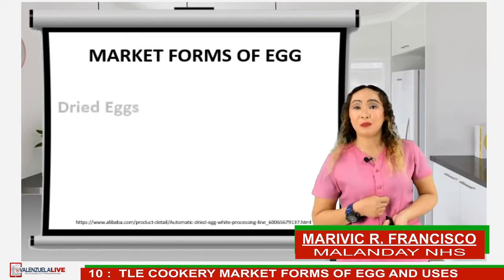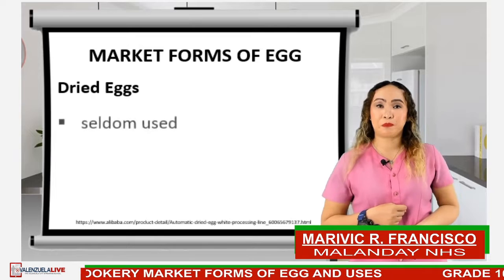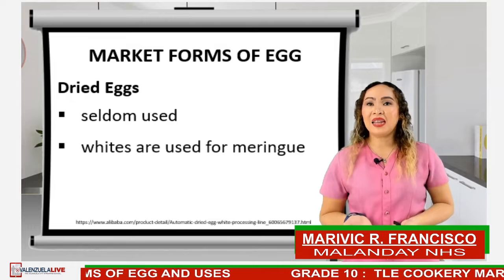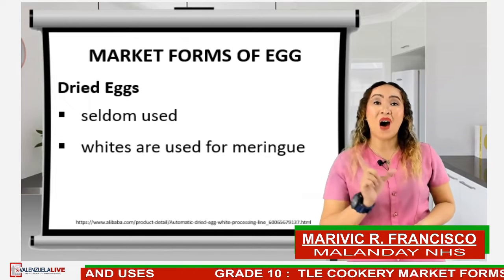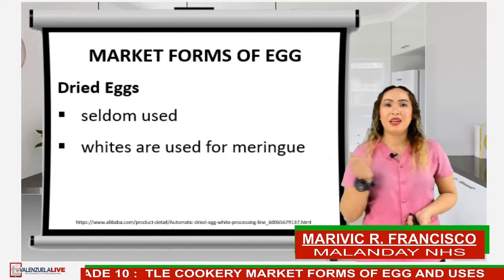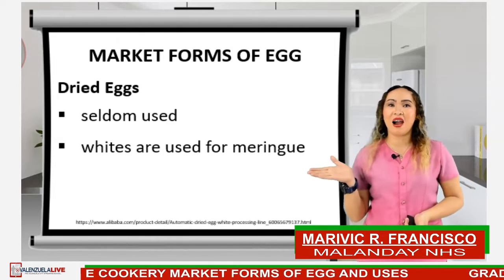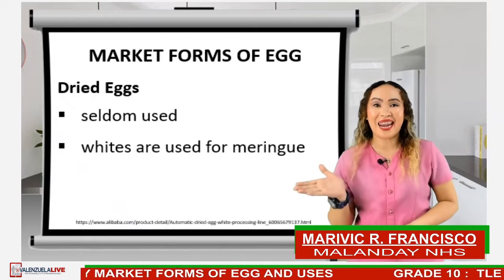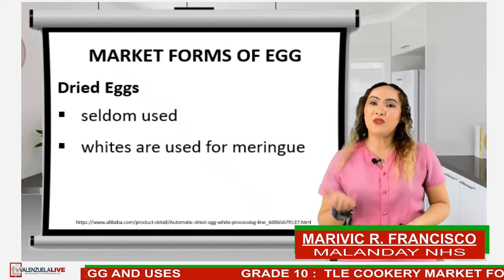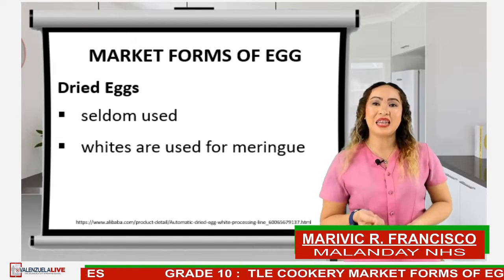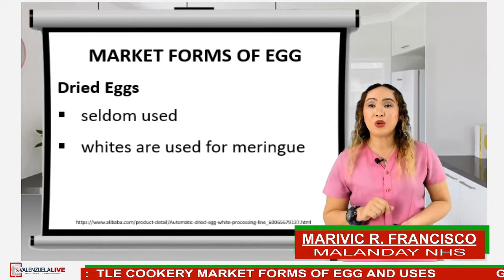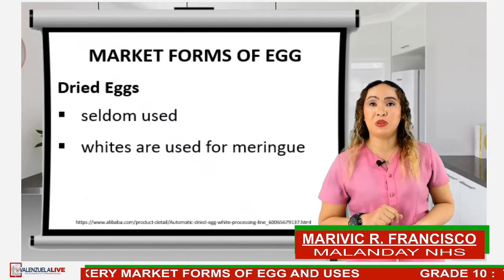Next, we have the dried eggs. Dried eggs are seldom used. Their whites are used for preparing meringue. Okay? So, in layman's terms, we pronounce this MERINGUE as merengue, but the proper pronunciation of this is meringue. So dried eggs are used primarily as ingredients in the food industry. They are not commonly sold directly to the consumers.